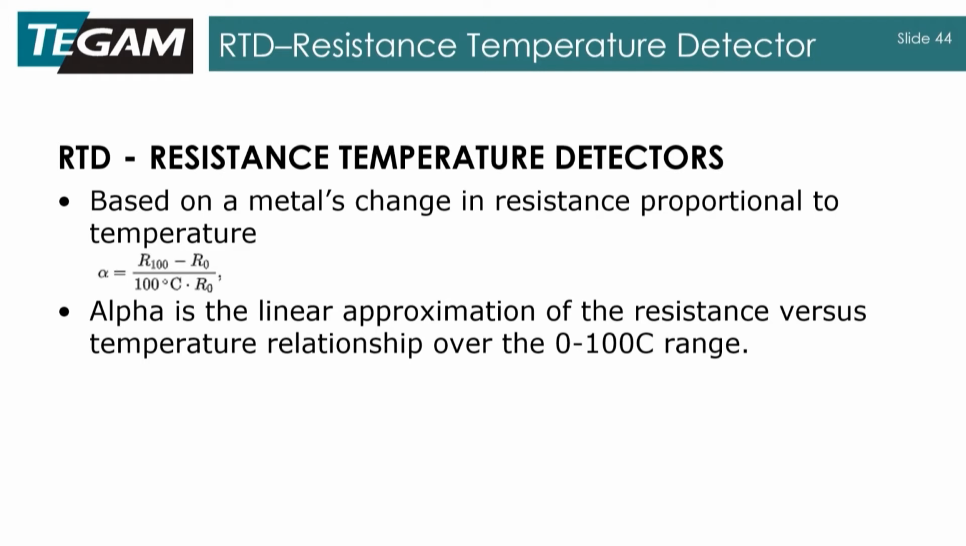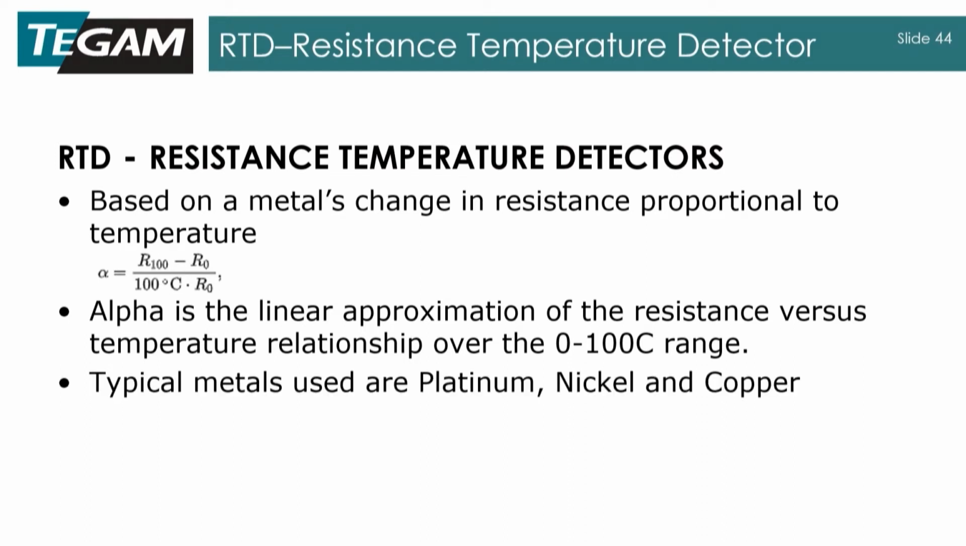So you would plug those in to the top, and then below, to normalize it, you have 100 degrees C times the resistance at 0, which once again is 100 in the example of a RTD 100, which I'll show you, there's different flavors. And then once you calculate that all up, you get alpha, and then that's going to be your linear approximation of the resistance versus temperature over the 0 to 100 degrees C range. And typical metals that are used in these are platinum, nickel, and copper.